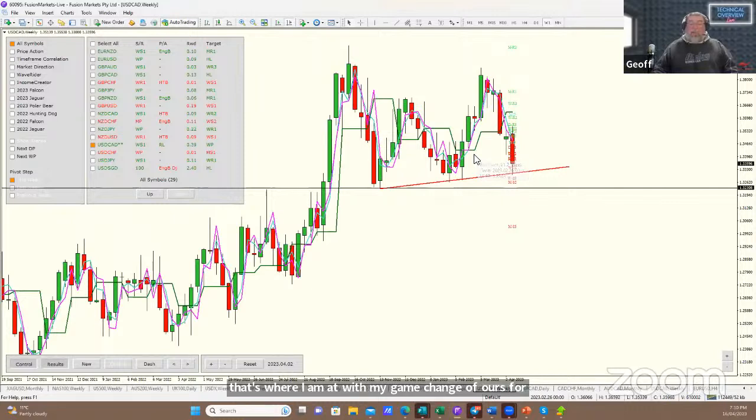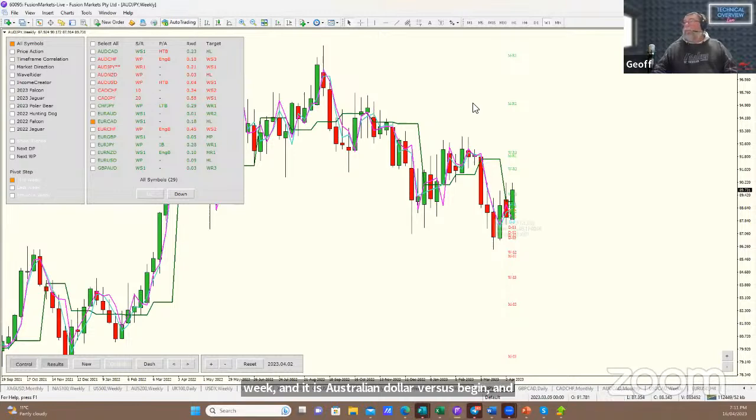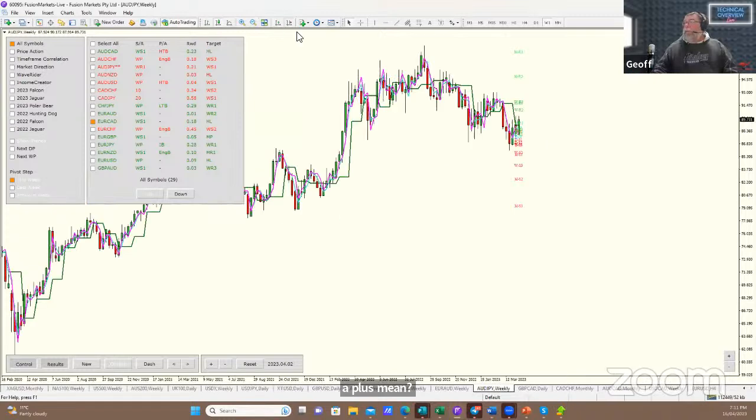There is what I call a game changer plus bar this week, and it is Australian dollar versus the yen. And I'll point this one out to you. What does a game changer plus mean? Well, it's all my terminology. It really is a game changer bar or key reversal bar followed by an inside bar. So the weekly chart's telling me, and yes, I do have reason to think this could go short.